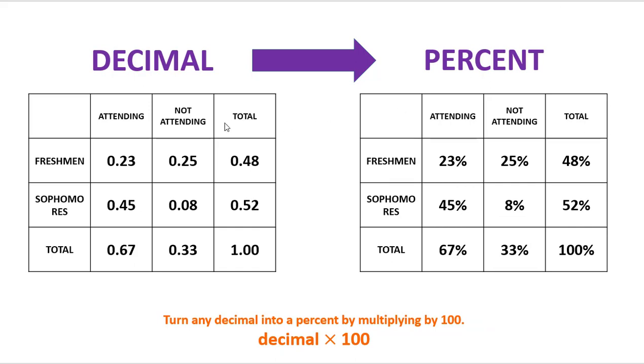Lastly, we can display relative frequencies as percents. So how do we turn decimals into percents? We simply multiply the decimal by 100. So we will take 0.23 times 100 and we get 23%. 0.25 times 100 is 25%. 0.48 times 100 is 48%. And again, we will continue with the pattern until we have converted all the numbers in the table into percents.